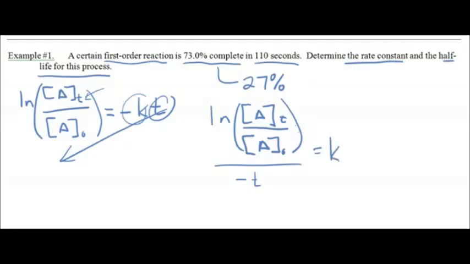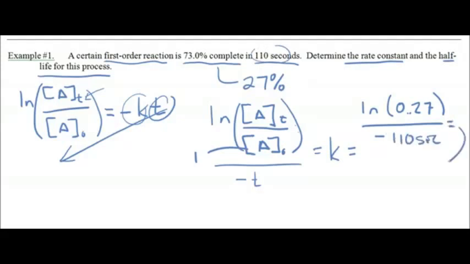And that'll equal K. Again, to simplify this, go ahead and make this value 1 molar. So if we have a 1 molar solution and we only have 27% of that remaining, what does that value actually represent? Well, as a decimal it would be 0.27. So I'd have natural log of 0.27 over the negative time, which again is 110 seconds.